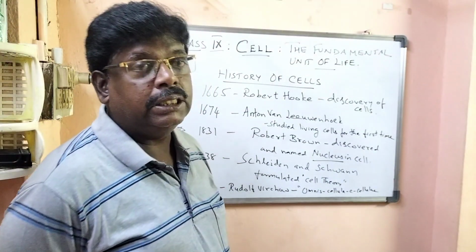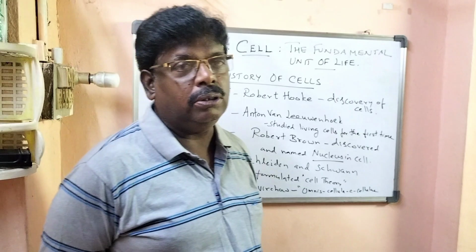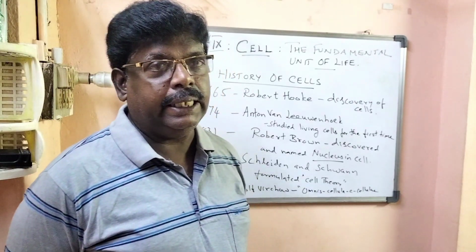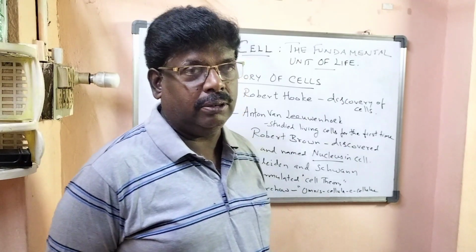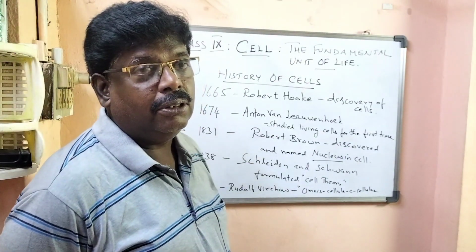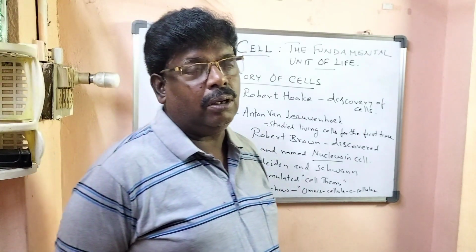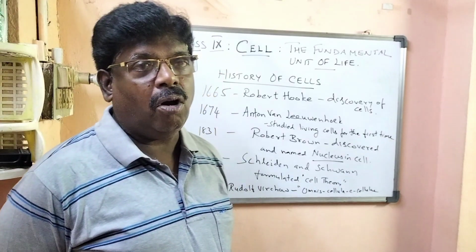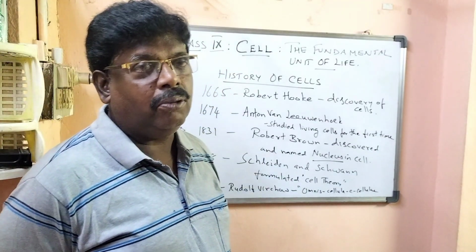Then in 1838, two persons by name Schleiden and Schwann proposed the cell theory. So the cell theory was given by Schleiden and Schwann. And in 1855, Rudolf Virchow wrote a book about cells by name Omnis cellula e cellula. So this is a brief history about the cell.